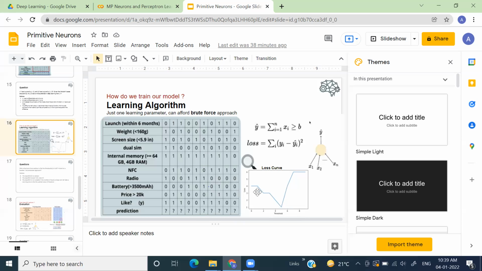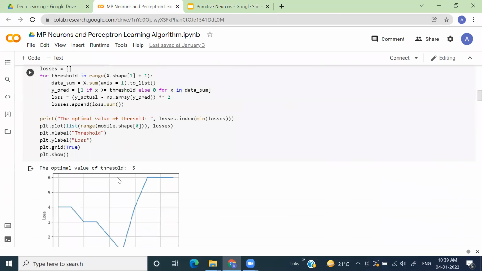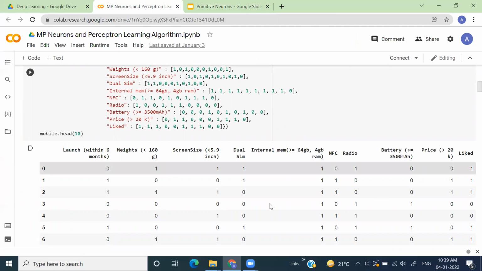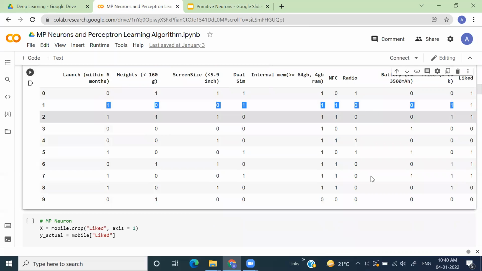Right? Now the same thing that we have discussed verbally, you can achieve by using Python. So this is the code I have written for that. First of all, I have created the data part. This is the specification of your first mobile, and this is the target variable. 1 means you like that phone, 0 means you did not like the phone. This is the specification about your mobile 2. 1 means you like the phone, 0 means you did not like the phone. Similarly, you have the record of 10 mobiles.